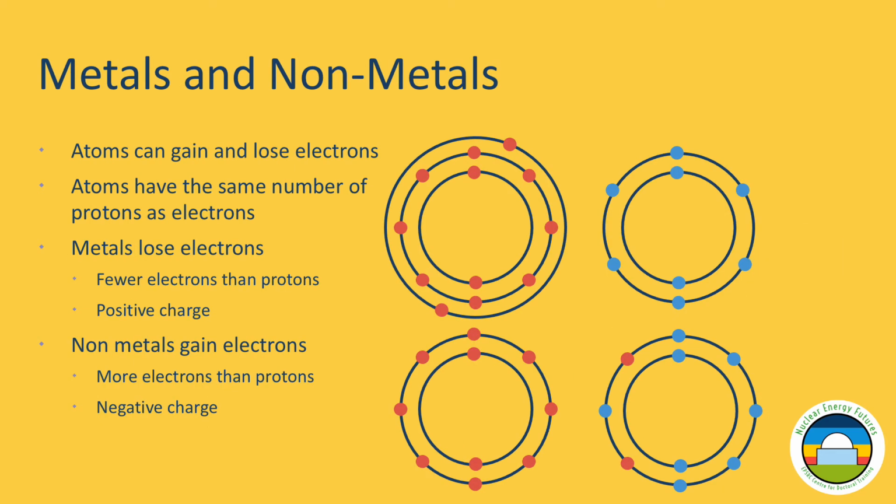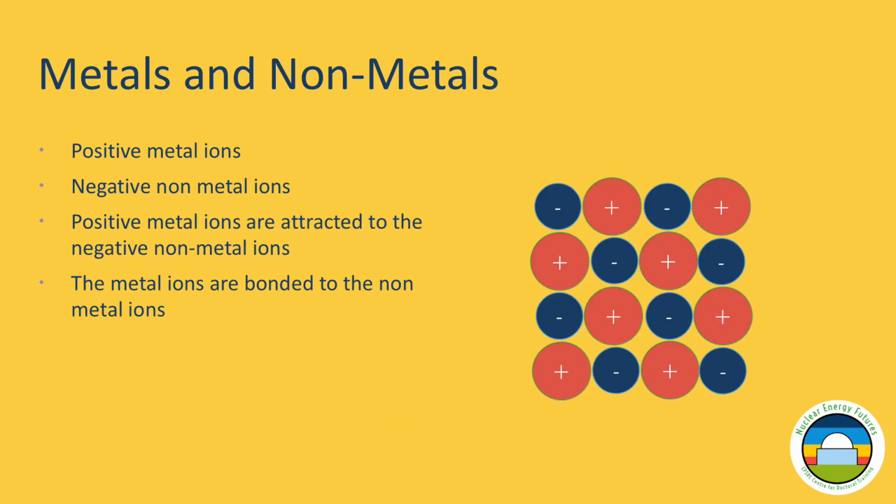Metals and non-metals can also join together, but this time we get ions. So atoms gain or lose electrons. Our metals will lose electrons, so they'll have fewer electrons than protons and a positive charge. Our non-metals gain electrons, so they have more electrons than protons and have a negative charge. This means we have positive metal ions and negative non-metal ions. Our metal ions will be attracted to non-metal ions, and our non-metal ions will be attracted to our metal ions. So they'll join together and bond in this lattice structure.